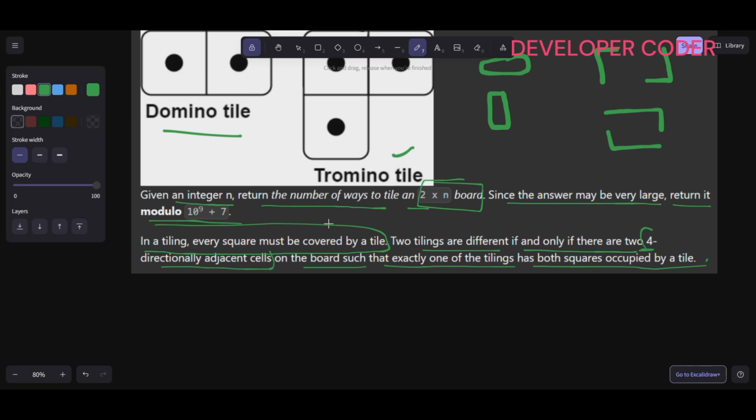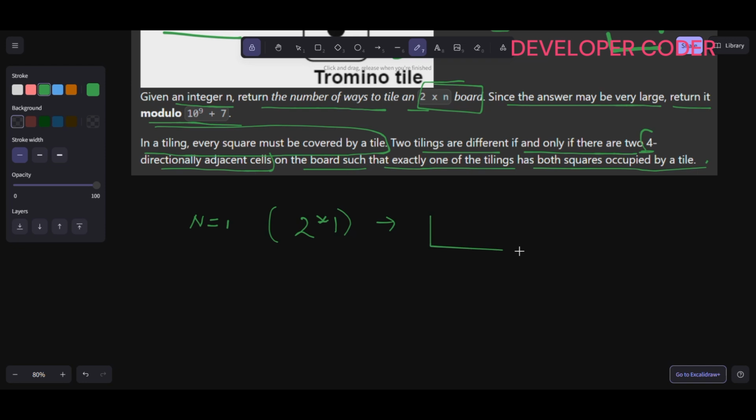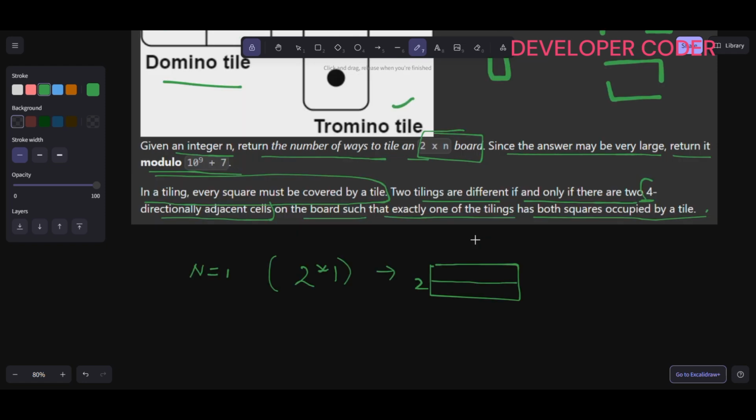So if my n value is equal to 1, you have to return the number of ways to tile a 2 into n board. So here it is a 2 into 1 board. If I draw this 2 into 1 board, it will be like this, 2 into 1.